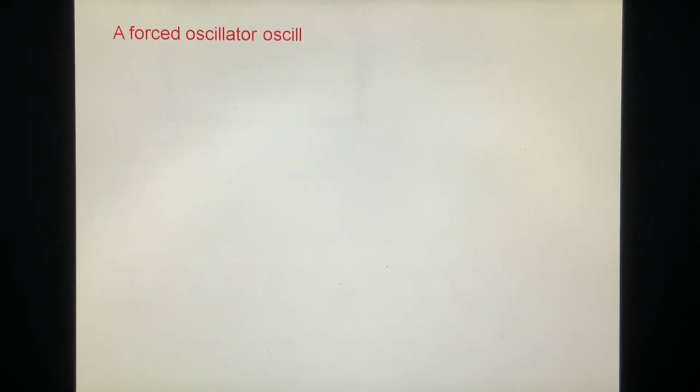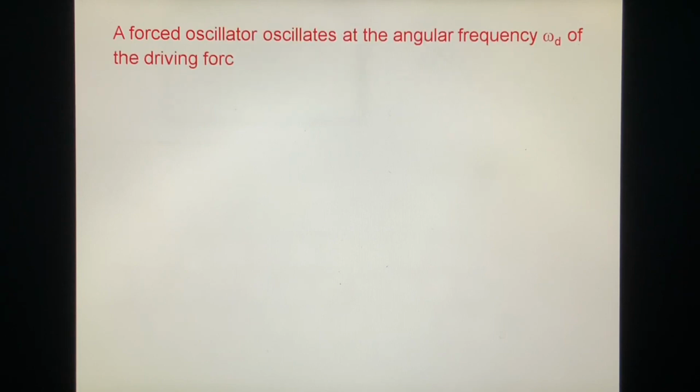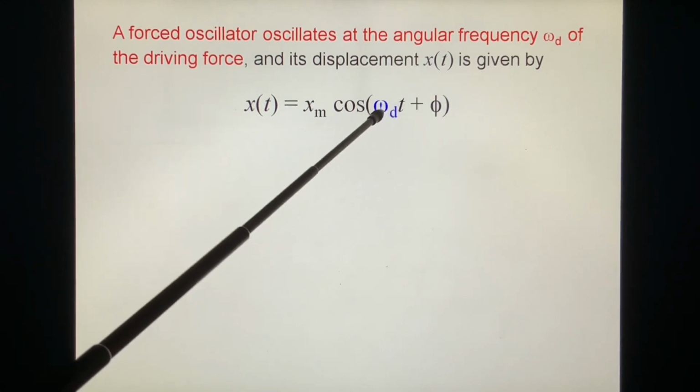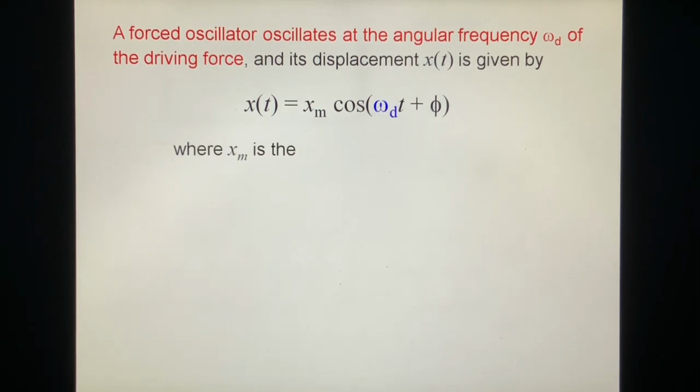A forced oscillator oscillates at the angular frequency omega d of the driving force, and its displacement x at time t is given by x at time t equals xm cosine omega d t plus phi. So this is called the driving frequency, where xm is the amplitude of the oscillations.